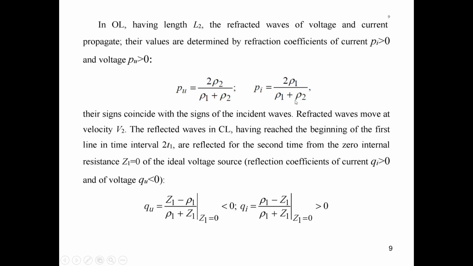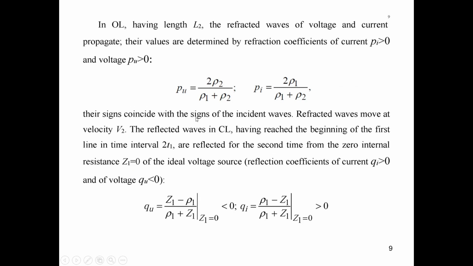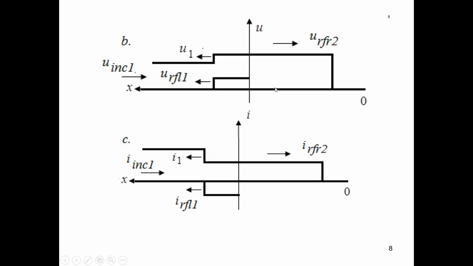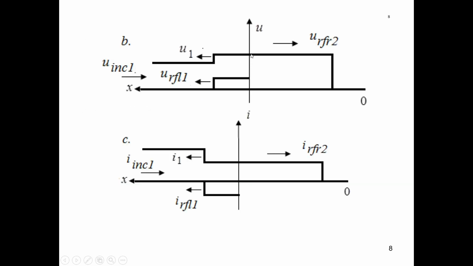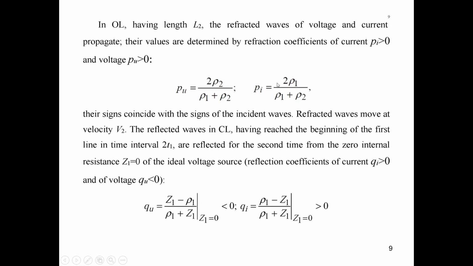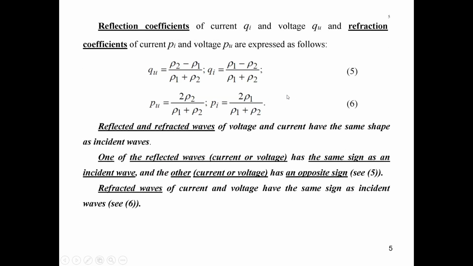Let's consider now the case when this wave reaches the beginning of this cable line, which is something like a short-circuited part. We can write down, oh sorry, it is written at first for the second part, the overhead line, and as I have told you, here we have the same level of the refracted wave and the sum of incident and reflected wave.